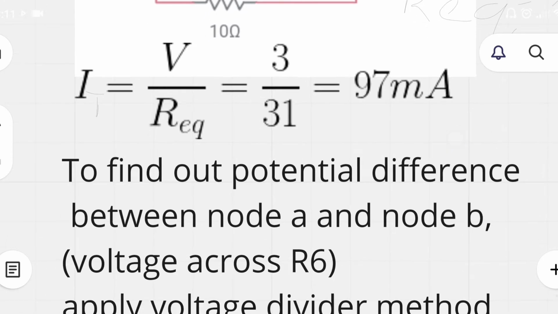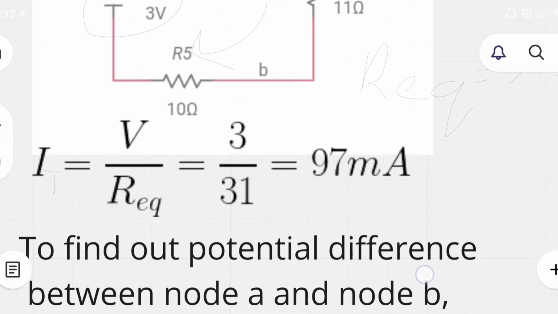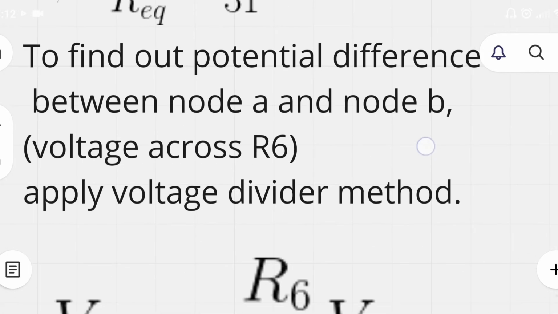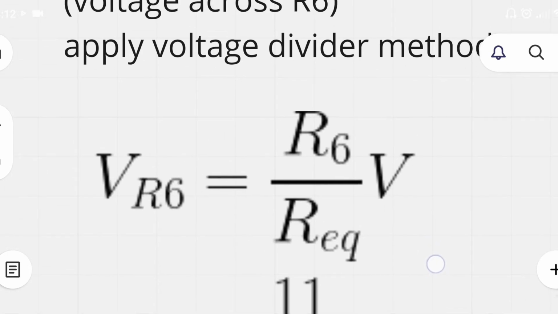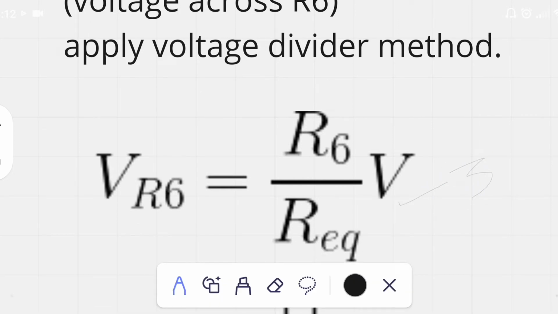Now the third step is to find out the potential difference between node A and node B, that is voltage across R6. This is node A and node B, and in between node A and B there is a resistor R6, and we need to evaluate voltage across R6. We can do it with the help of voltage divider formula. Voltage across R6 is equal to R6 divided by R equivalent multiplied by the total voltage or the source voltage, which is equal to 3 volts.